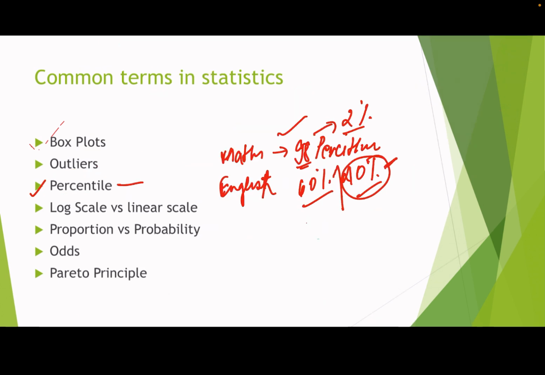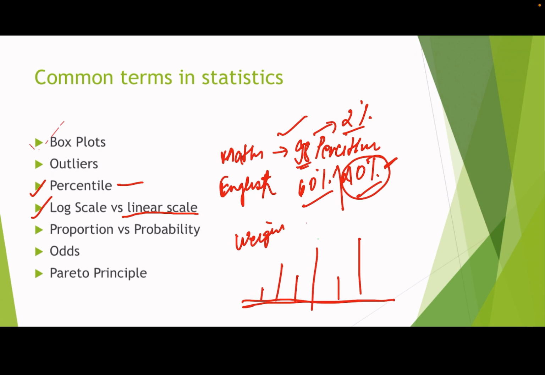Now let us look at log scale and a linear scale. So linear scale is nothing but the normal scale. For example, if we have to plot the weight of students in the class, then I can plot the weights like this, right? Using a bar chart. Then I can draw a density chart. I can use a normal scale and plot it. But what about if I have to plot the data based on, say, income in the US?